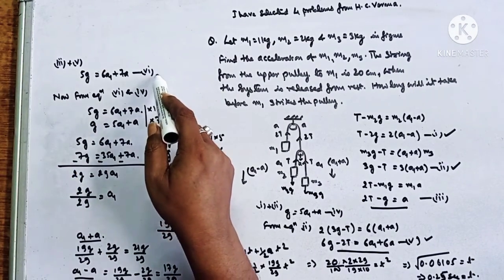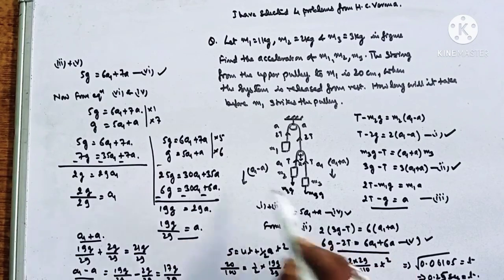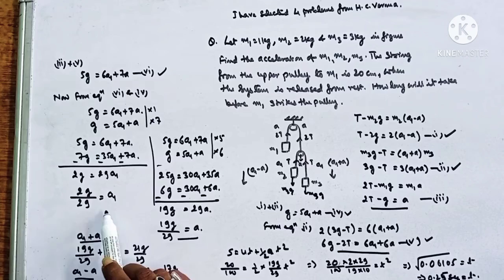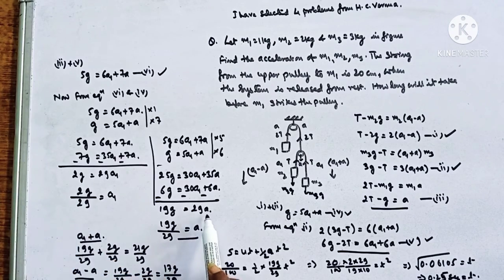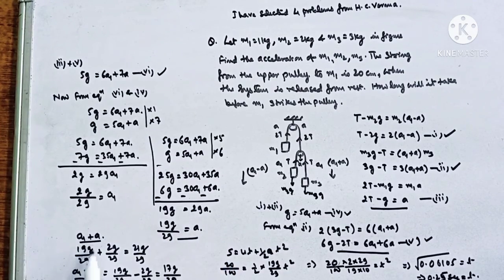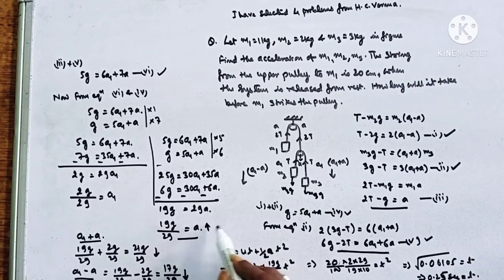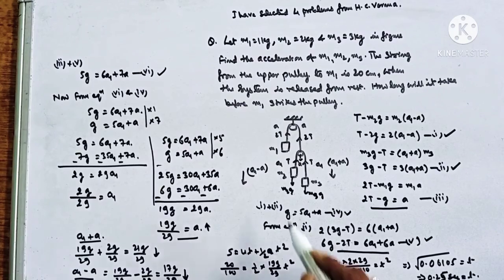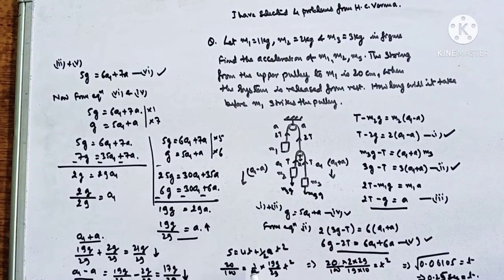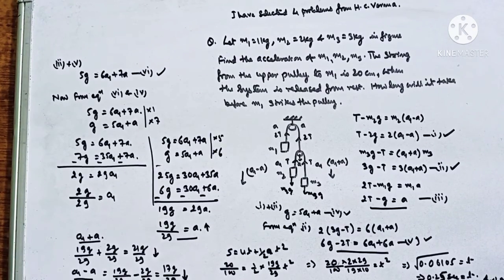Now with these equations, by the elimination method I have found a1, which comes out to 2g by 29, and a by the same method comes out to 19g by 29. Here a1 plus a will be 21g by 29, and a1 minus a will be 17g by 29. These are in downward direction and this is in upward direction. The time taken: since initial velocity is 0, using s equals half a t square, when I calculate t it comes out to be 2.5 seconds. So this is your answer.